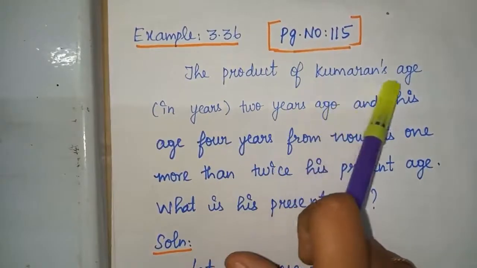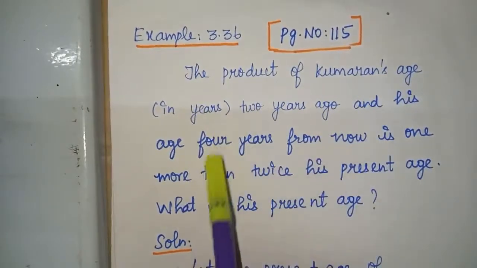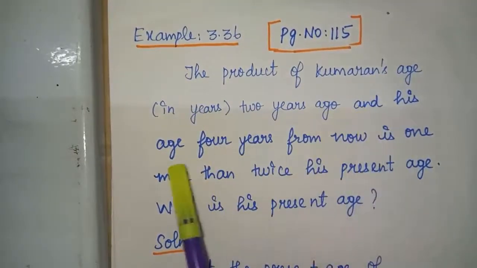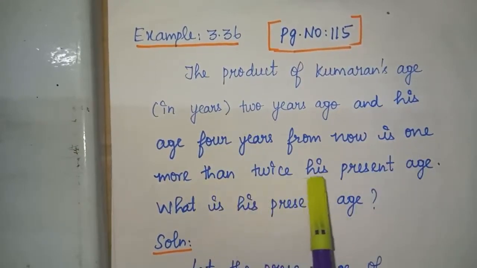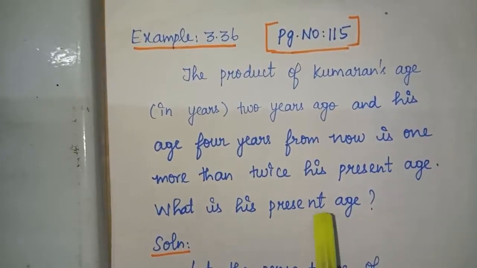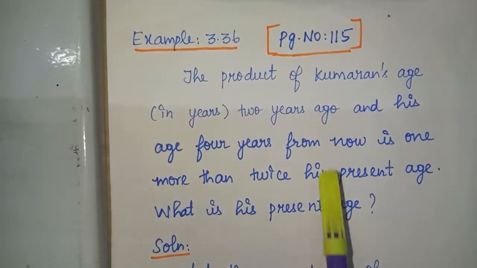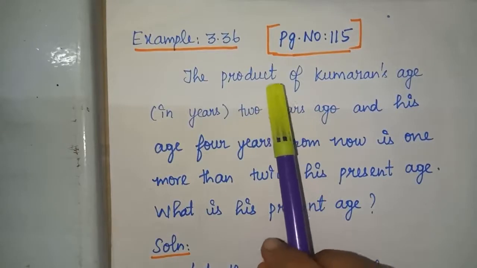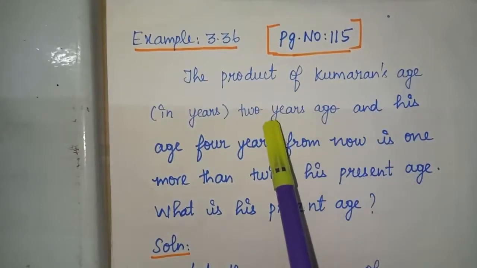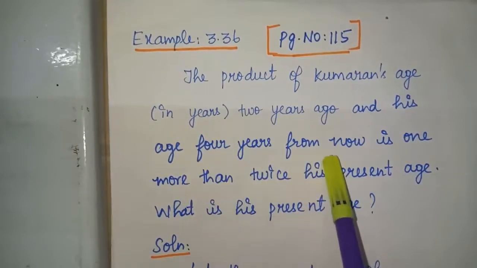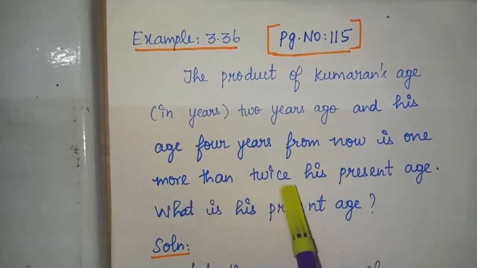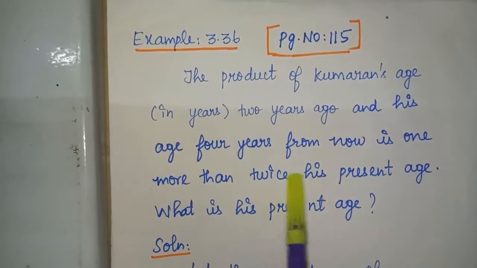The product of Kumaran's age in years 2 years ago and his age 4 years from now is 1 more than twice his present age. What is his present age? So you have to find his present age. The given data is that the product of Kumaran's age 2 years ago and his age 4 years from now is 1 more than twice his present age.